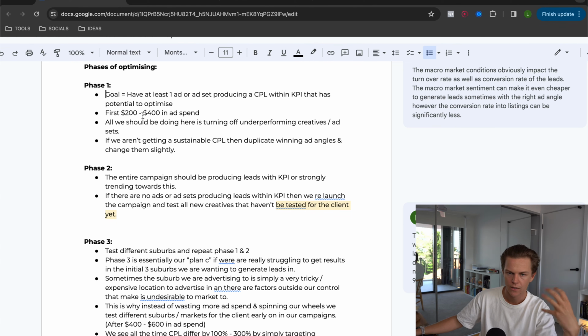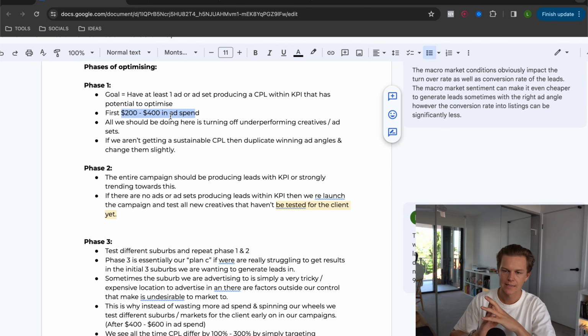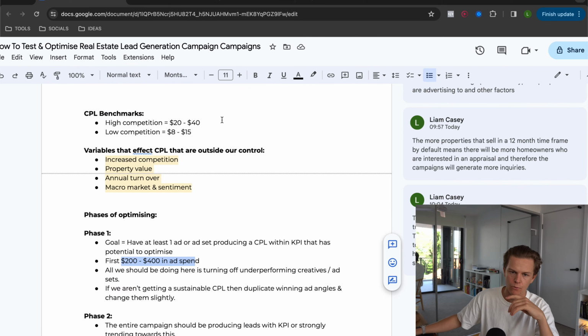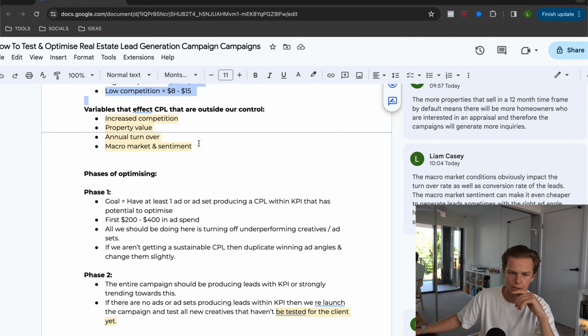So phase 1 is like the first $200 to $400 of ad spend. Our goal is to have at least one ad or one ad set producing a cost per lead within KPI that has the potential to optimize. So around that first $200 to $400 in ad spend mark, we want to be seeing even just one ad within our entire campaign that's producing a cost per lead within KPI, and within KPI is within these brackets of cost per lead.